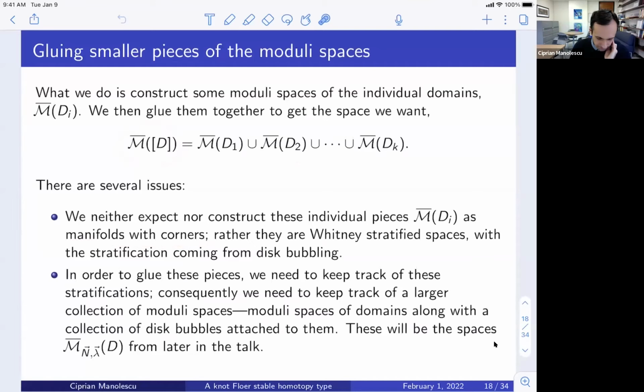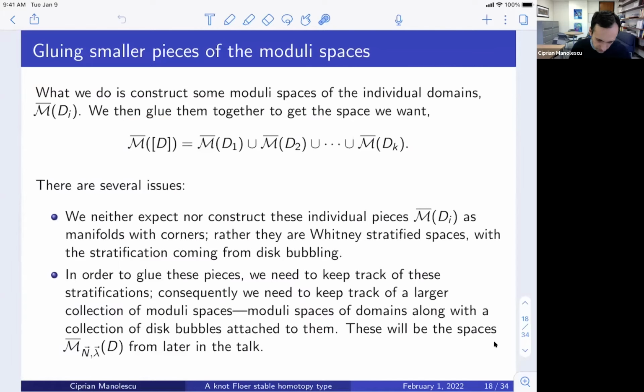And so their stratification comes from the structure of disk bubbles. So in general, as I said, there are bubbles, and therefore we don't expect M bar of D to just have the boundary be just products of smaller domains. It will also have some bubbles, and that will give this weird stratified space structure. But the interesting thing is that once they are glued together, you just get a manifold with corners. So M bar of D is a fine manifold with corners, and it has the right structure.